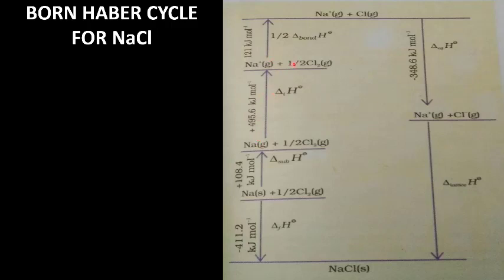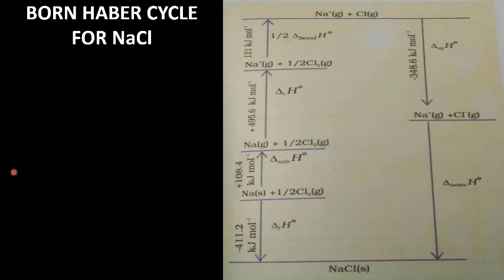On the other hand, half chlorine molecule converts into chlorine atom, and the energy change taking place here is 121. Therefore, this is enthalpy of atomization. And during this, chlorine atoms take one electron and become chloride ions. Therefore, here electron gain enthalpy is minus 348.6 kilojoule per mole. Therefore, this is electron gain enthalpy, and finally this is lattice enthalpy.